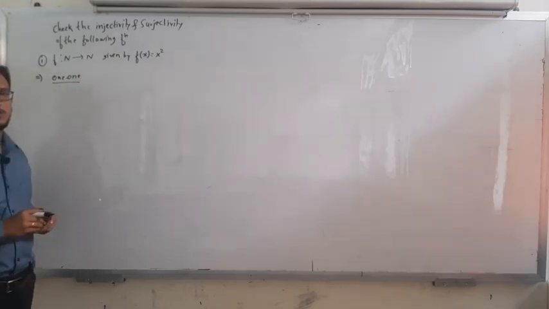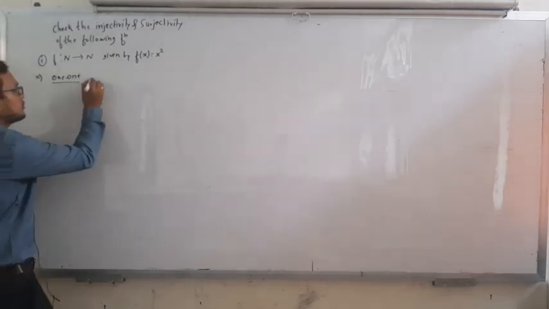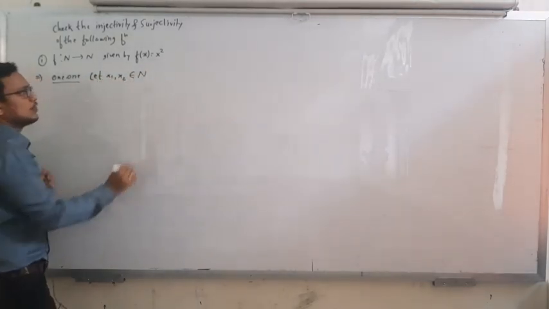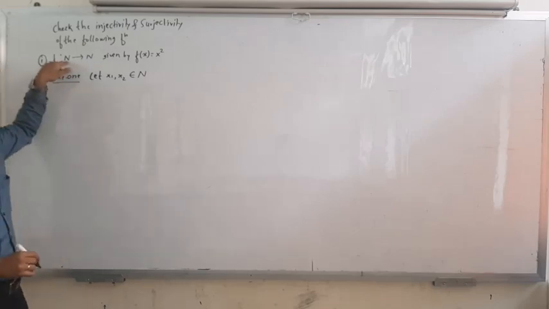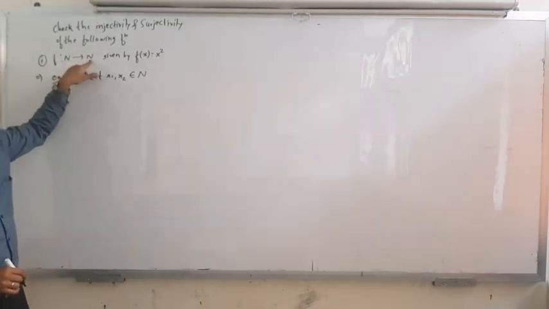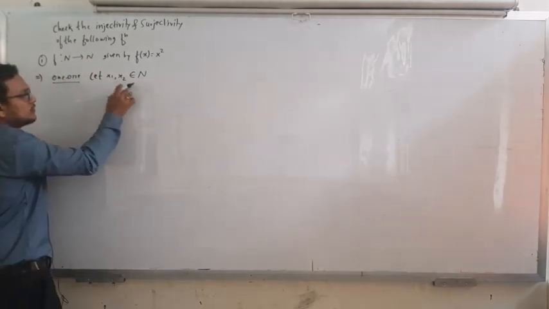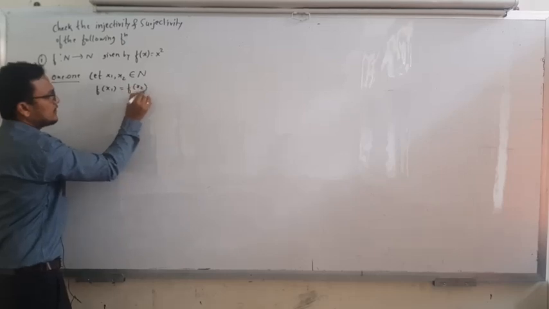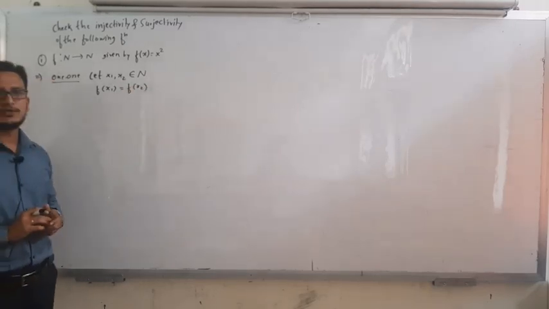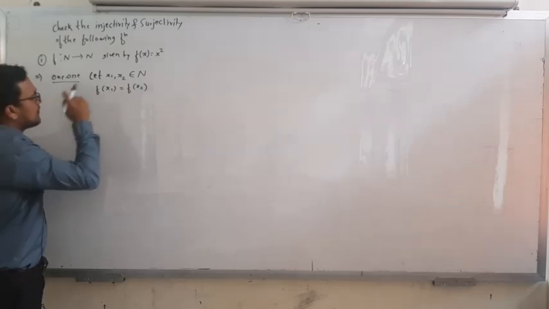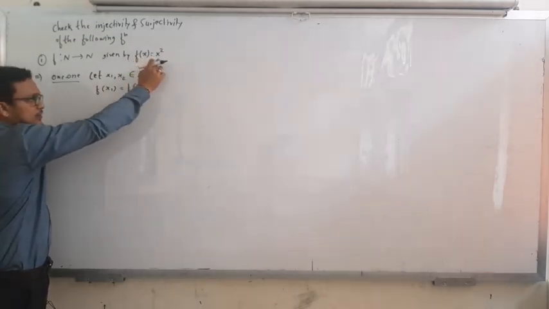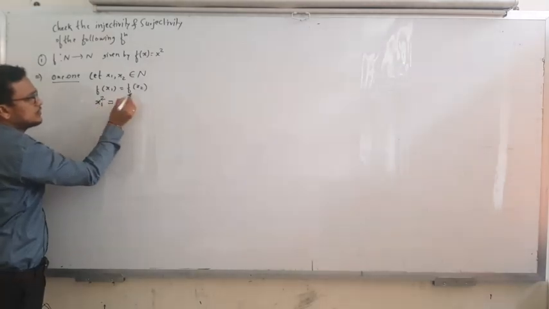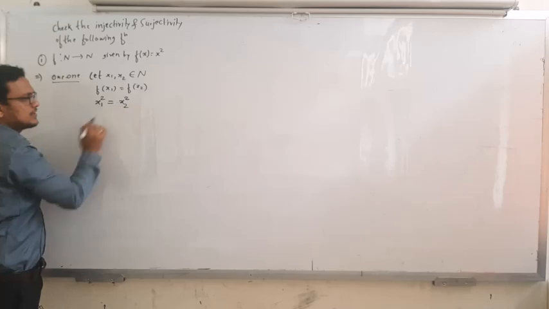For a one-one function, we choose two elements from the domain, that is, let x1, x2 belong to the domain. What is the domain here? N, the natural numbers, and the codomain is also the same. When we choose the two numbers, the next step is f of x1 equals f of x2. But f of x is x square, so f of x1 is x1 square, which equals x2 square.